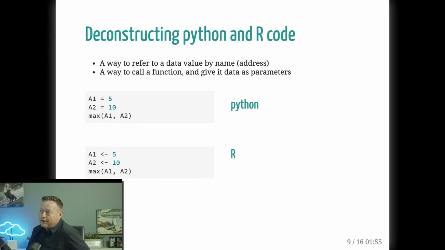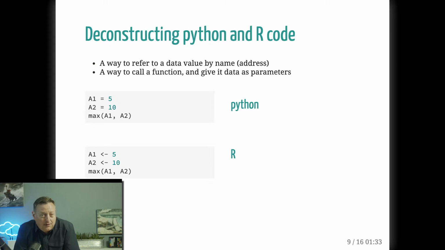What would it look like if we were to do the same thing in Python code and in R code? And I was definitely pleasantly surprised to see how simple both of these can be reduced as well. They have the same capabilities, a way to refer to a data value by name and address, and a way to call a function and give it data as parameters.